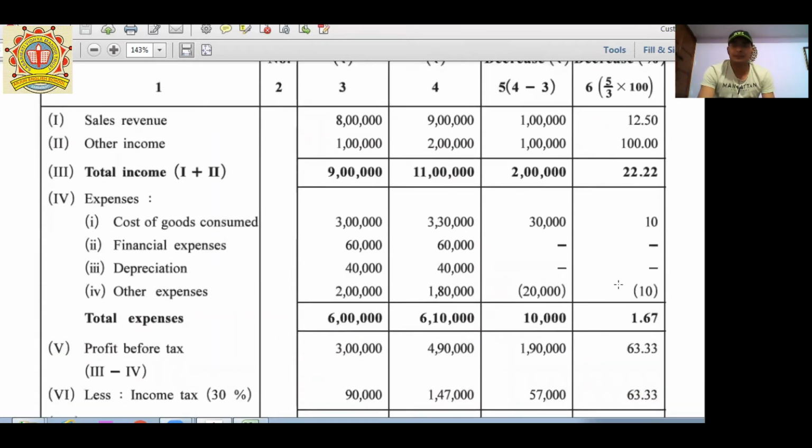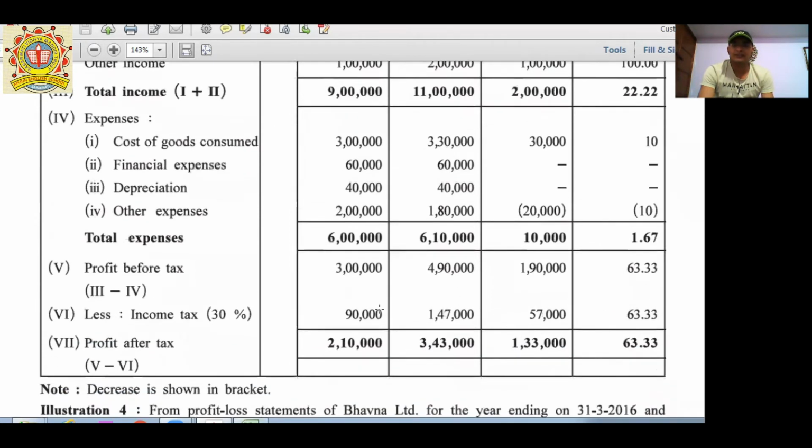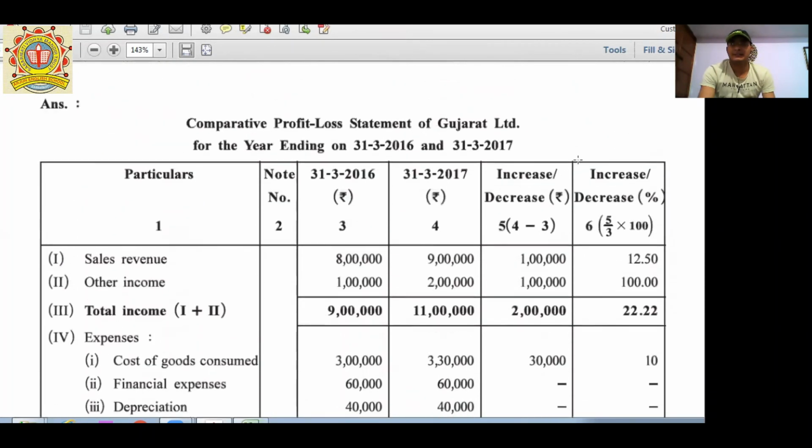20,000 divided by 2 lakhs into 100. 10,000 divided by 6 lakhs into 100. 190 divided by 3 lakhs. 57 divided by 90,000. 1 lakh 33,000 divided by 2 lakh 10,000 into 100. So we got the percentage, that is the last column, increase or decrease in percentage.